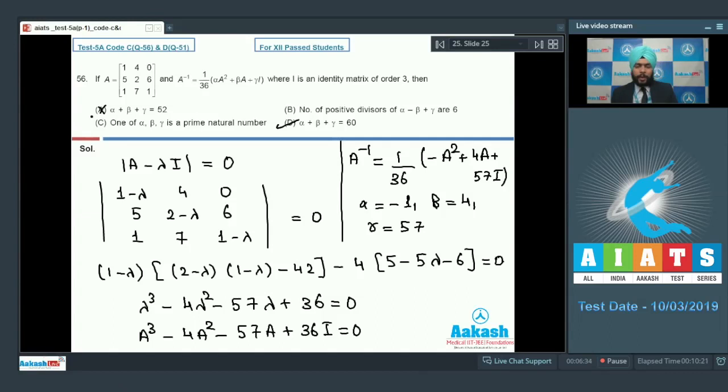B option. Number of positive divisors of alpha minus beta plus gamma. Alpha minus beta is minus 5, plus gamma, 52. 52 can be written as 13 into 2 square. So yes, (2 plus 1) into (1 plus 1), 6 divisors.